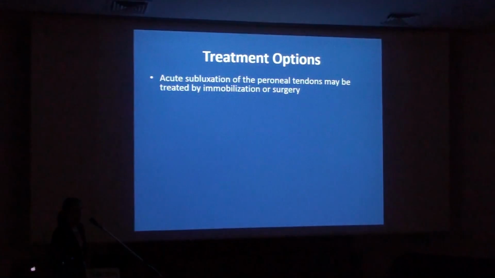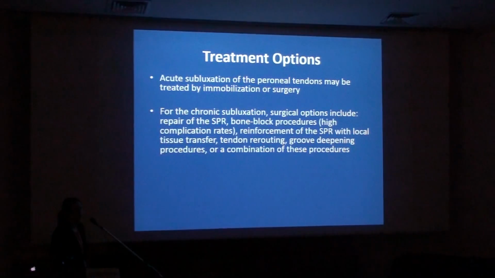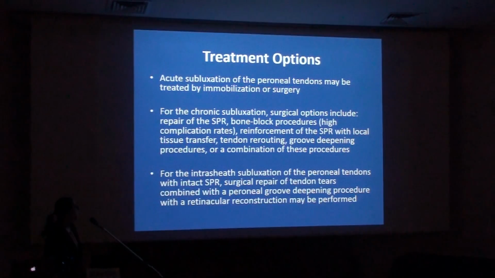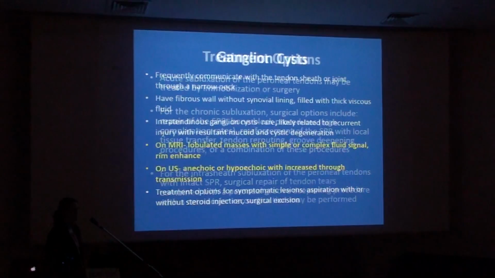Treatment options for acute subluxation of peroneal tendons may be immobilization or surgery, and for chronic subluxation, surgical options include repair of the superior peroneal retinaculum, bone block procedures, reinforcement of the superior peroneal retinaculum with local tissue transfer procedures, or a combination of these procedures. For the intrasheath subluxation of the peroneal tendons with intact superior peroneal retinaculum, surgical repair of tendon tears combined with peroneal groove deepening procedure with retinacular reconstruction may be performed.